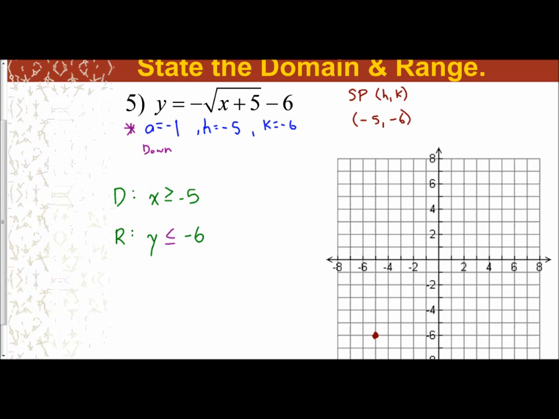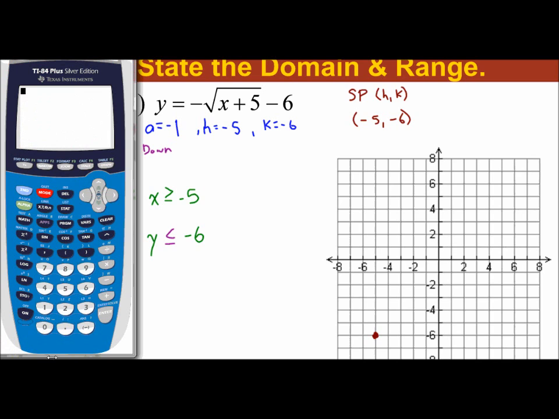And so now that we have the domain, the range, we have our starting point, we know our a, h, and k values, what we're going to do is we are going to use our calculator and the table from that to assist us with graphing. So let's get out our graphing calculator. We're going to input in our y equals our square root function.